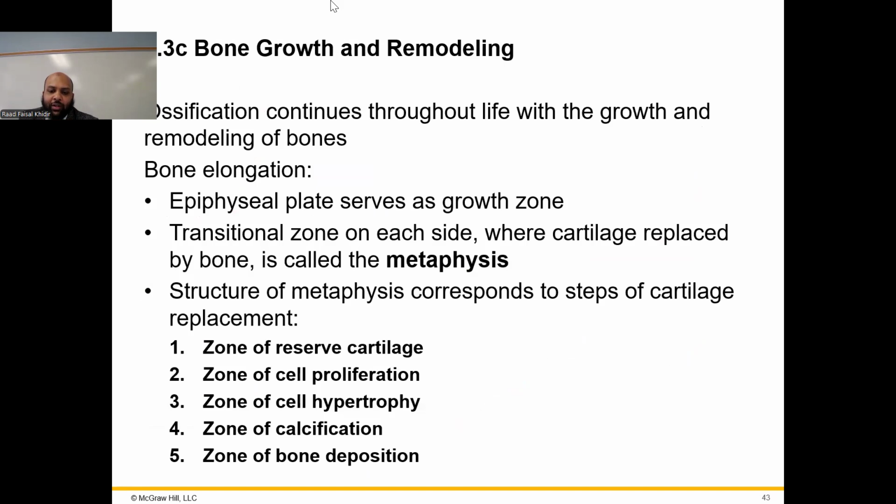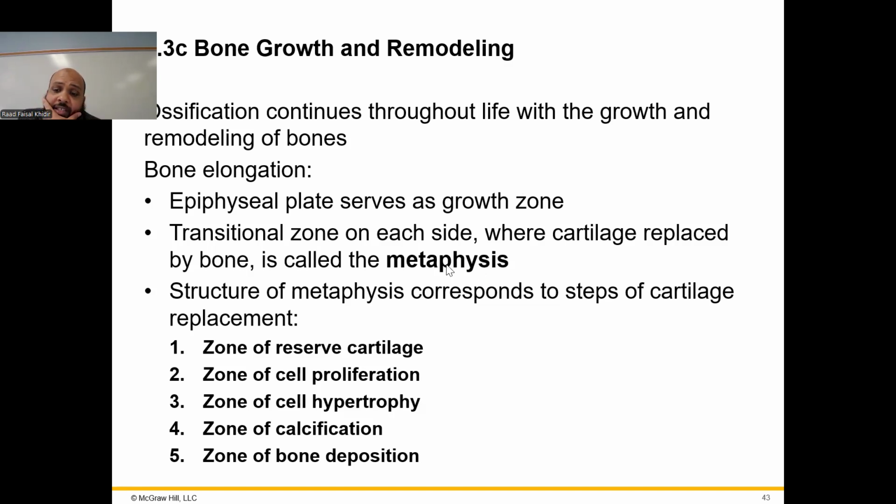Bone growth and remodeling. Ossification continues throughout life with the growth and remodeling of the bones. So there is bone elongation, where the epiphyseal plate serves as a growth zone. There's a transitional zone on each side where cartilage is replaced by bone, called the metaphysis. That's very important to know.